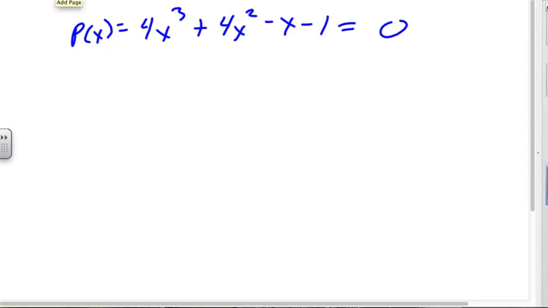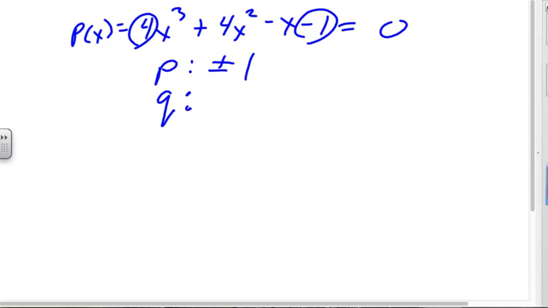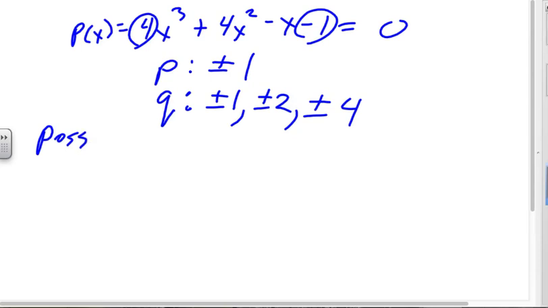Okay, there's my p. And factors of that are going to be plus or minus 1. There's my q. I need factors of 4. Be plus or minus 1, plus or minus 2, plus or minus 4. So our possible rational roots then will be p over each one of these.